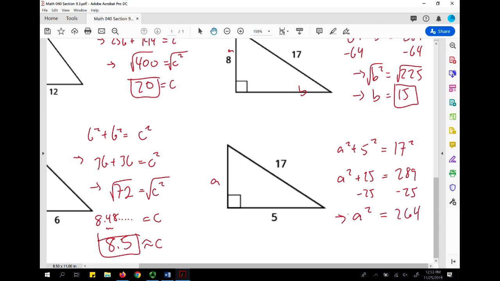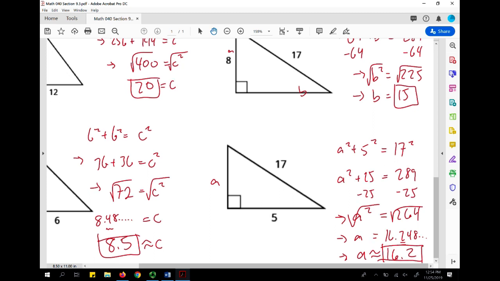And then if you take the square root of both sides, what is the square root of 264? It's 16.248 dot dot dot. And then you're going to round to the nearest tenth, so that would be 16.2. That would be the answer on that one.